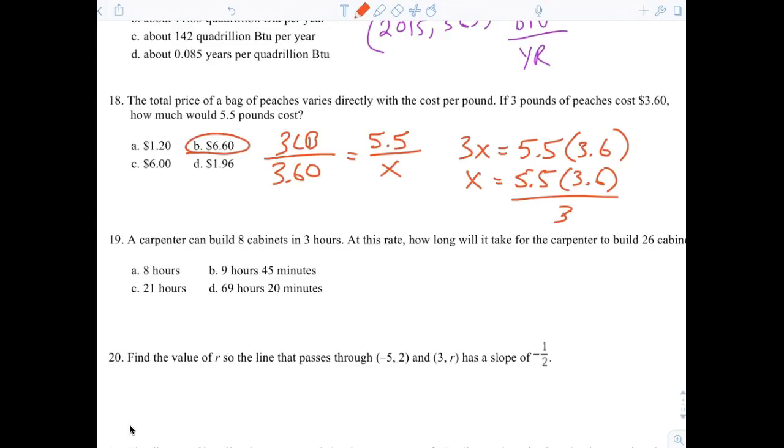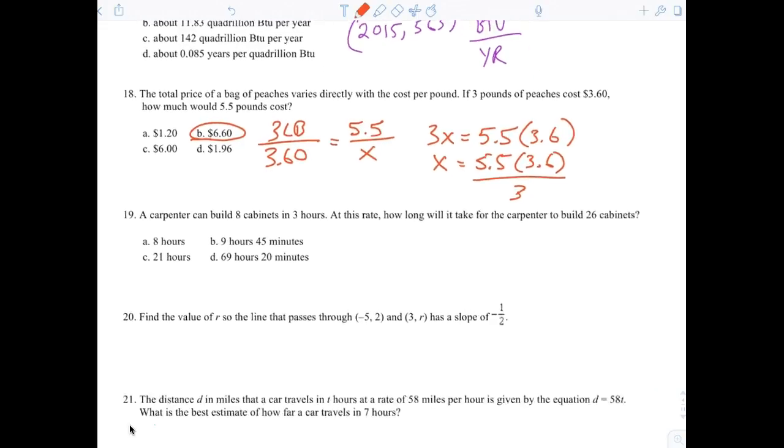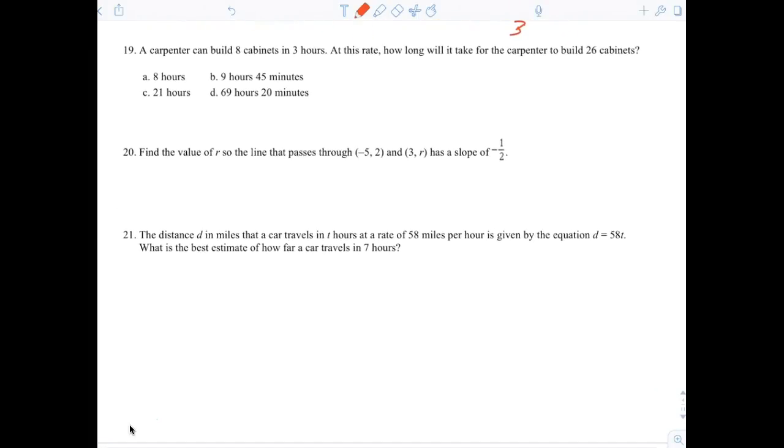Is everybody comfortable with that? Yeah. Any questions or concerns? All right, that's pretty easy. I agree. All right. Next, it says a carpenter can build 8 cabinets in 3 hours. At this rate, how long will it take him to build 26 cabinets? Same exact principle. If I can do 8 cabinets in 3 hours, if I have 26 cabinets, I can predict about how many hours it's going to take me. Is everybody with me on this? That's not bad. All right.